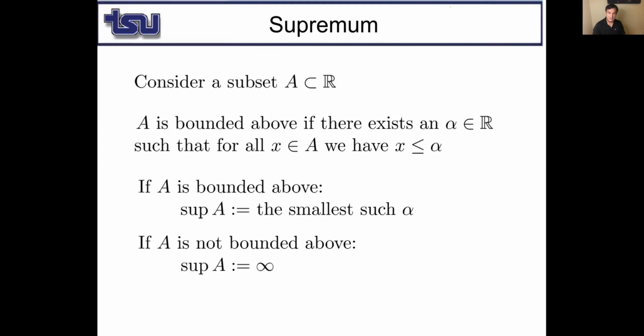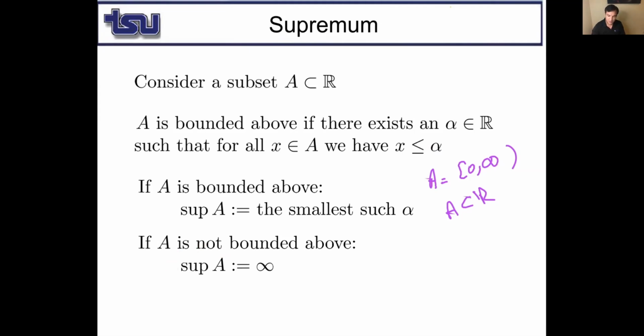And this is actually very easy. If A is not bounded above, then sup is infinite. Well, I can give you examples. For example, think about A as 0 to infinity. So A is in R, right? However, the sup of A is infinite because you cannot find an alpha such that all elements of A will be less than or equal to alpha. There is no such thing. So sup of A is infinite there.